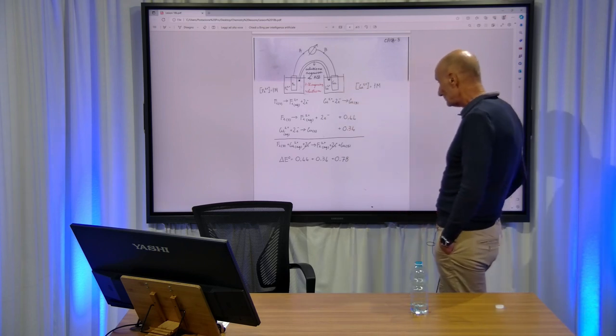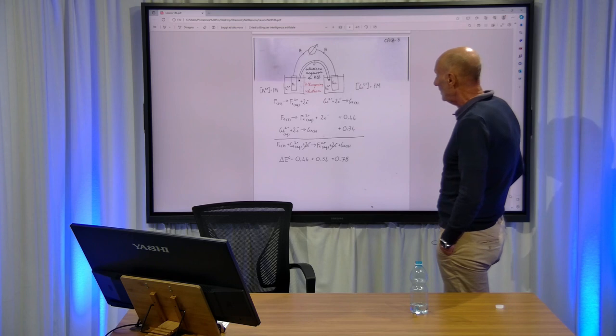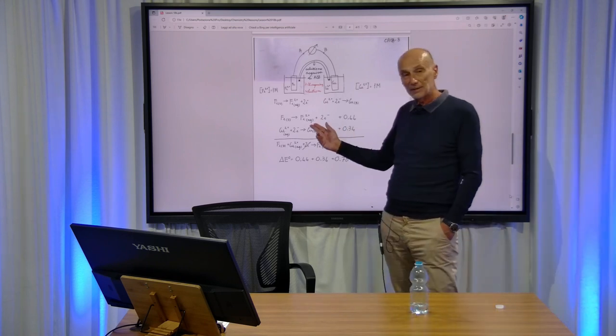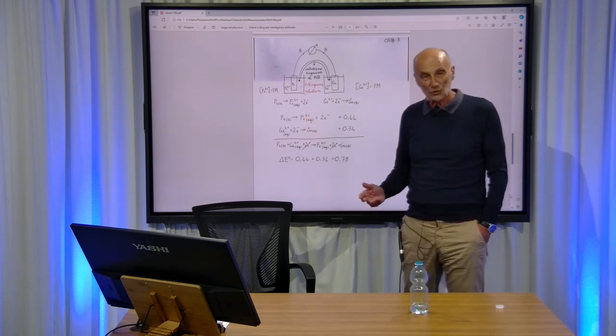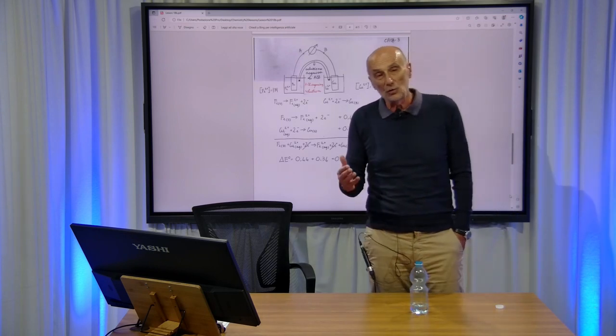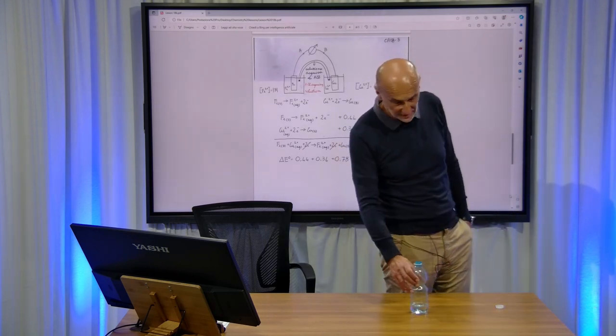Okay? So, if we sum member to member these two half reactions, we will obtain the overall reaction that is occurring in the system.